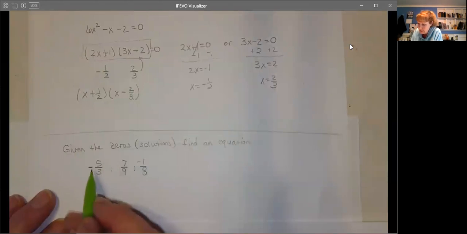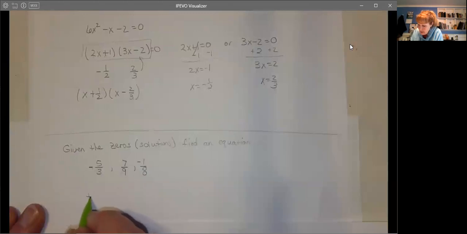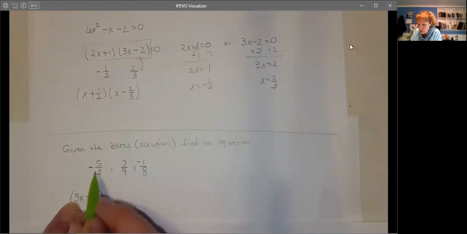Okay, let's talk about this one. It's going to be a plus. The 5 will be in the numerator, and the 3 is what you divide by when you set this equal to 0. When you set this equal to 0, you should get this. Subtract 5, divide by 3.